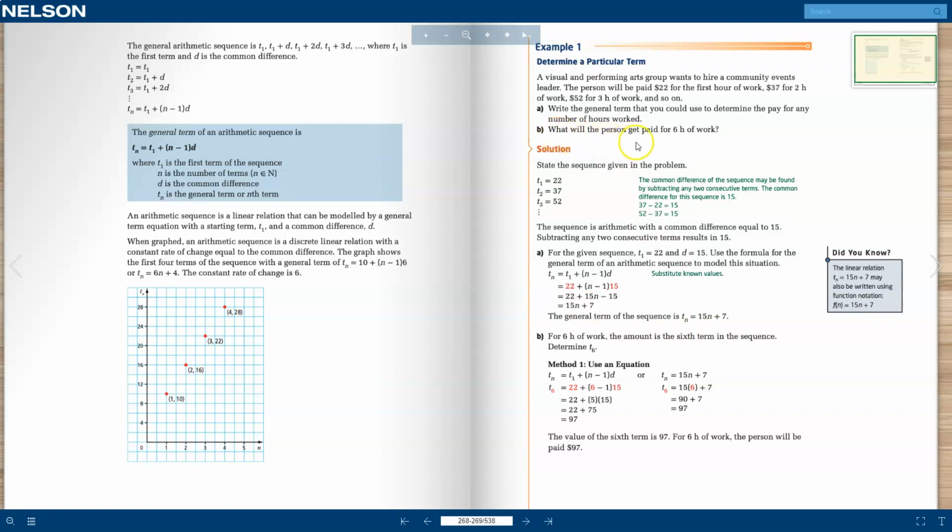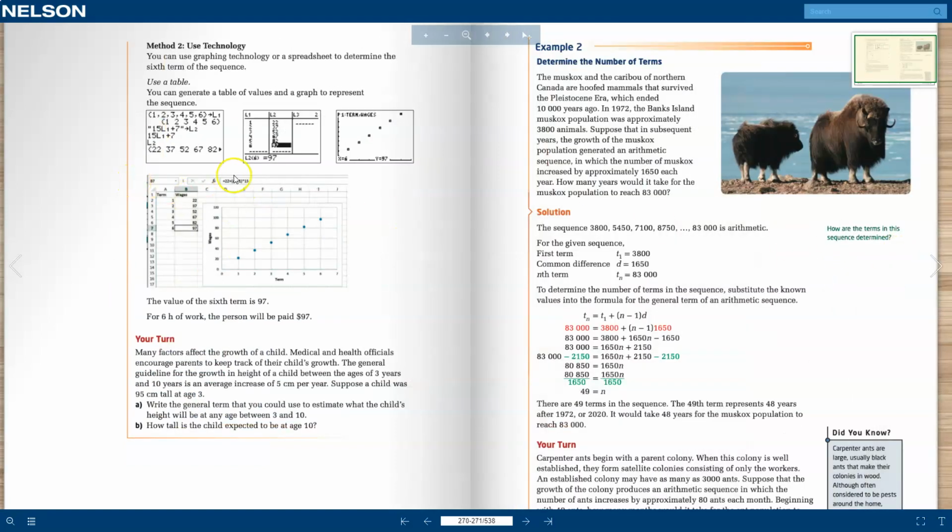So B: what will the person get paid for 6 hours? Remember n represents the number of hours. If they're asking what Tn is when n is 6, we just plug in a 6 here. 6 times 15 plus 7 will give you the answer, and that's the work they did here. You get $97. So the value of the 6th term is 97 for 6 hours of work. So method 1. We're only going to do method 1. We're not going to do the graphing section, but you can do that as well if you have a graphing calculator. Let's look at example 2 here.